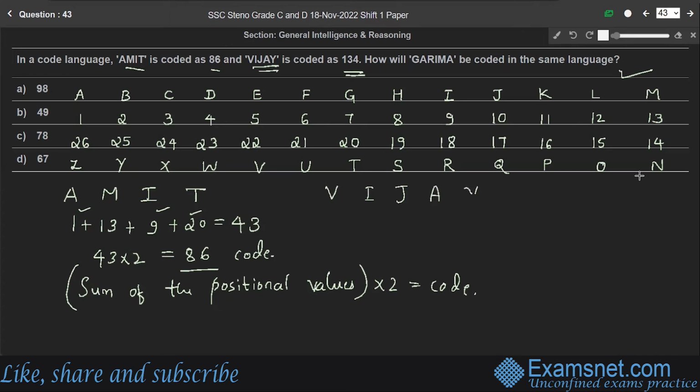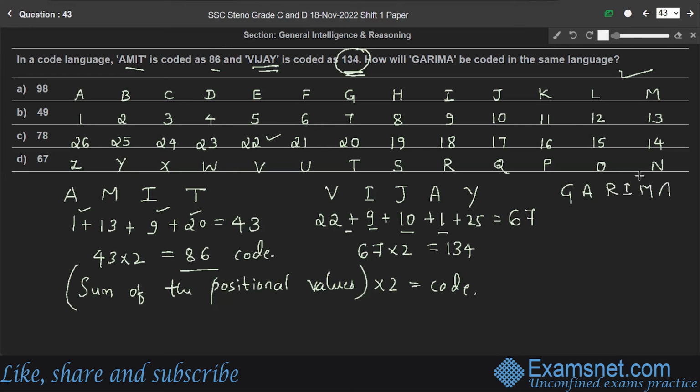Vijay, right? So V is 22, I is 9, J is 10, A's positional value is 1, Y is 25. So the sum of the positional values: 22 plus 9, 31, 31 plus 10, 41, 42, 52, 62, 67 is the sum of the positional values, and 67 into 2 is equal to 134. Hence the code.